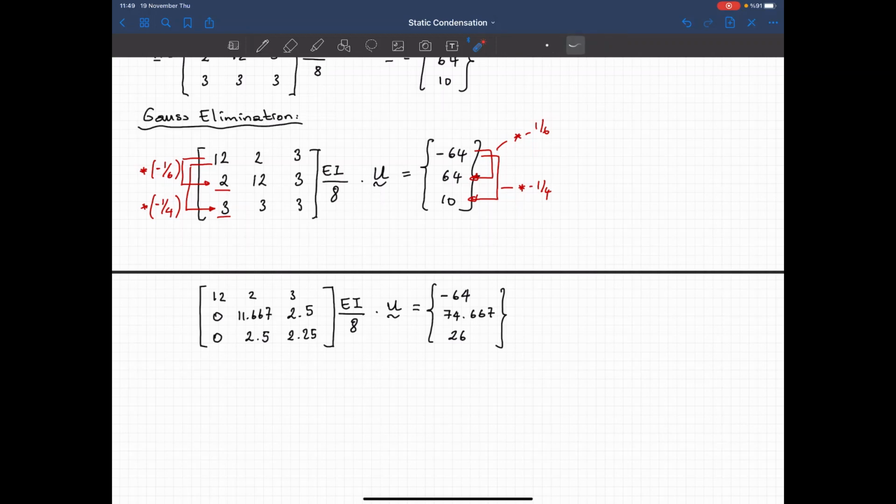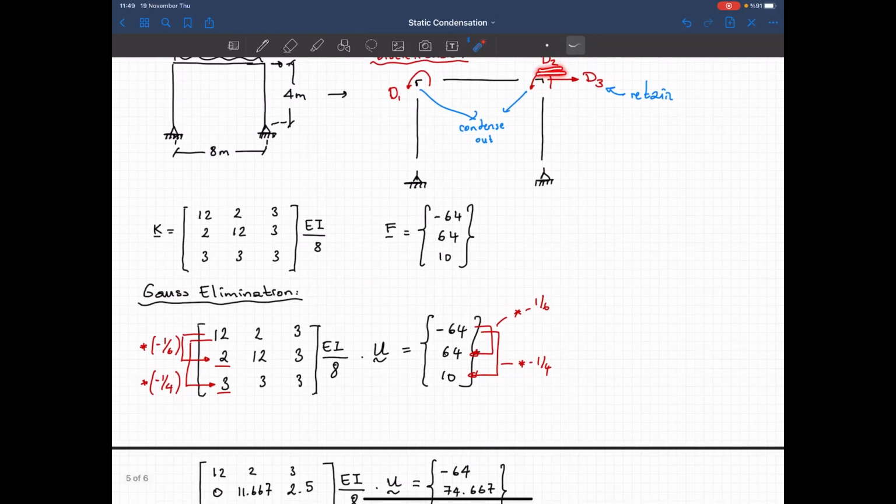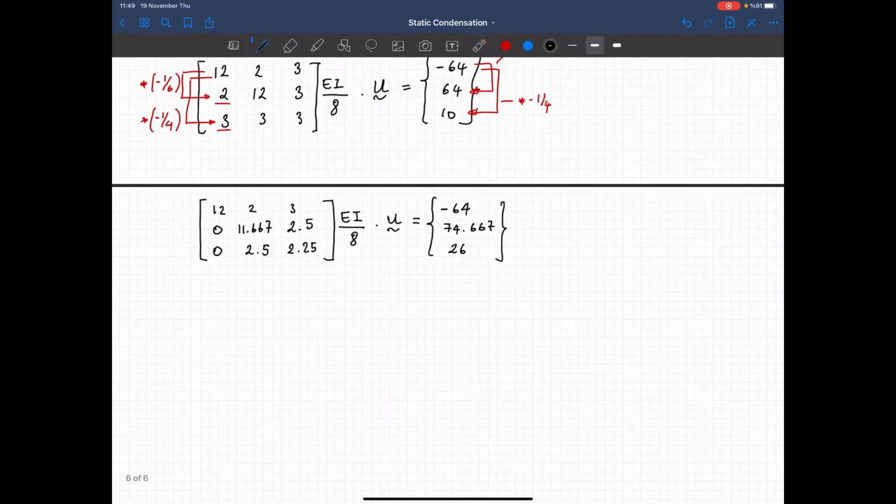Now if you think about it, I uncoupled the first degree of freedom from the remaining part of the structure. I have zeros, so in other words, having a rotation here doesn't influence these coefficients. They are uncoupled, but I want to uncouple the second degree of freedom also. So I will do one more step of Gauss elimination. This time I will multiply the second row by minus 2.5 divided by 11.667 and add it to the third row. And do the same thing here.